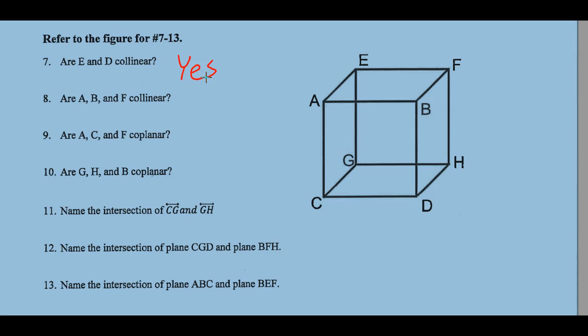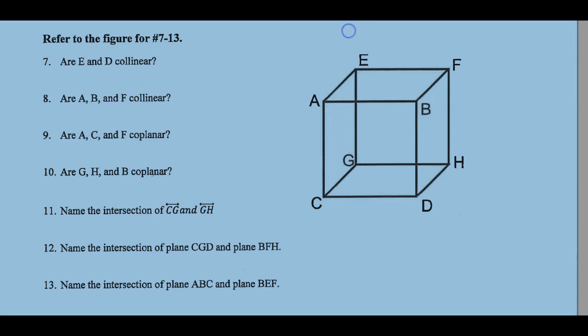Okay. Are A, B, and F collinear? Well, now we've invited a third point to the party. So here's A, B, okay? And clearly we now can see that F doesn't live on the same line as those two, so that is a no.